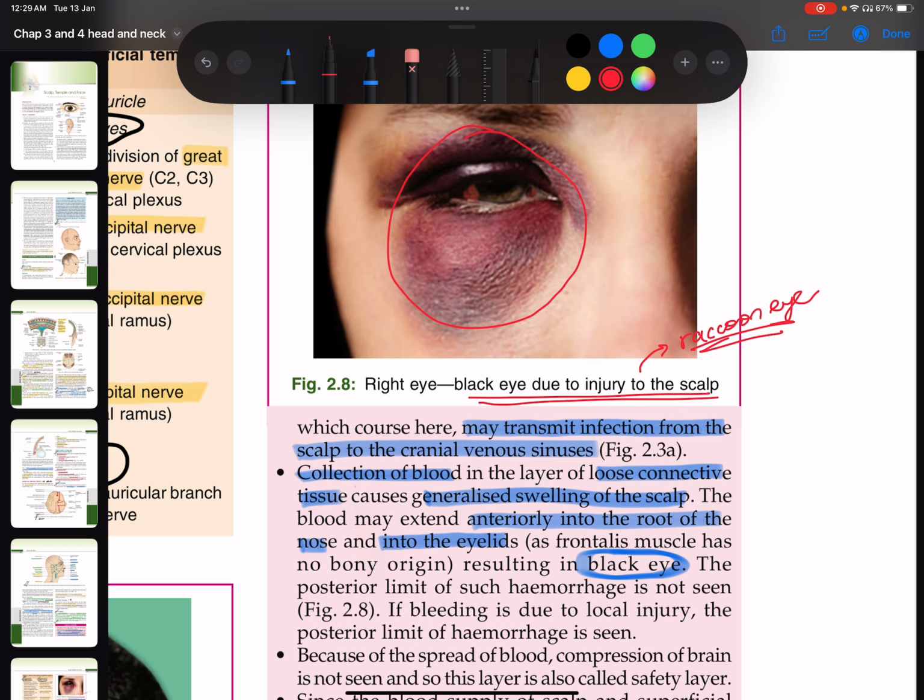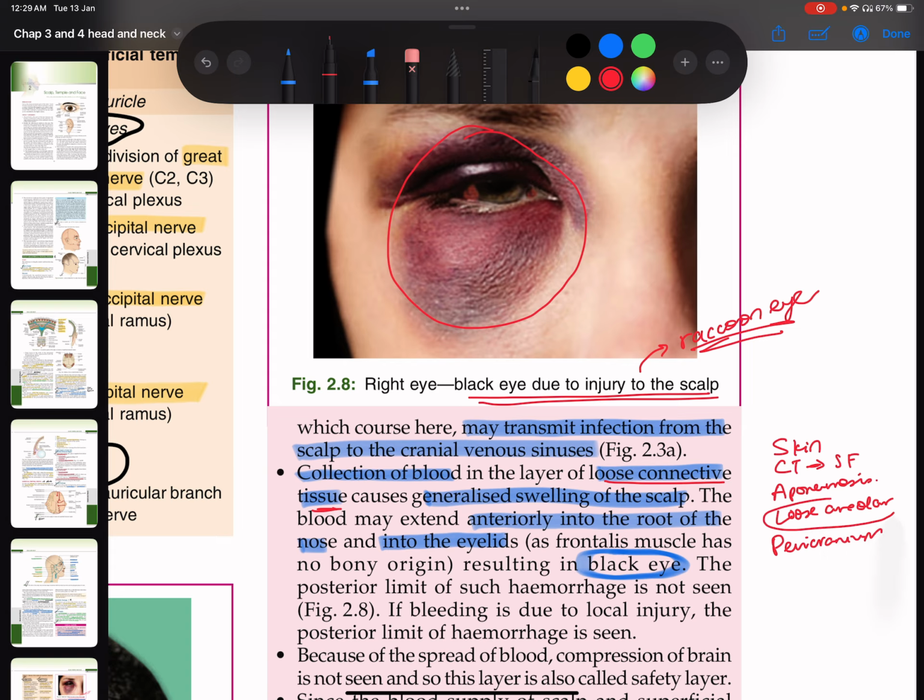Basically, there is a collection of blood in the layer of loose connective tissue. Your scalp has five layers. First is the skin, then the superficial fascia, also known as connective tissue. Then you have the aponeurosis, also known as the galea aponeurotica. Then you have the loose areolar tissue, which is your fourth layer, and then the pericranium. The pericranium is the bone.